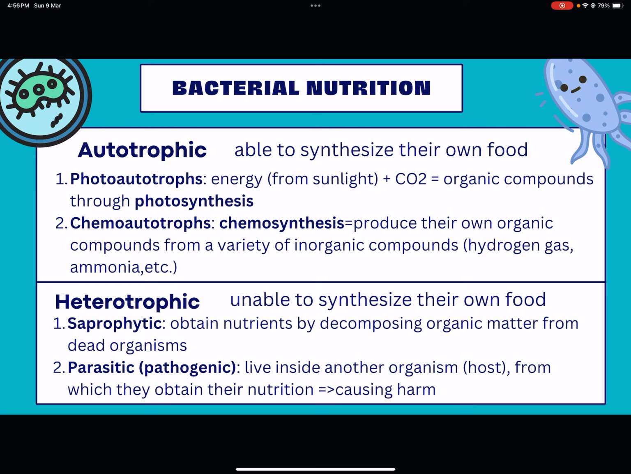When we talk about heterotrophic, they cannot synthesize their own food. They have to feed on other organisms. And we can also split that into two. Saprophytic, remember, we talked about saprophytic in fungi, which we can also call decomposers. So they obtain nutrients by decomposing organic matter from dead organisms. Or they can be parasitic, where they live inside another host and feed on the host's nutrients. And of course, these usually cause harm.